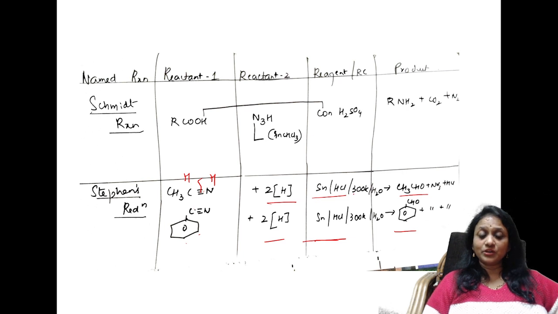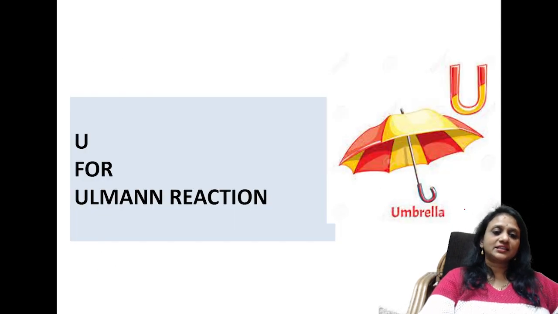You take that ammonia, this nitrogen is there, no? It comes out as ammonia and HCl. You can also write it as ammonium chloride, not a problem. Okay? Next, students, U.